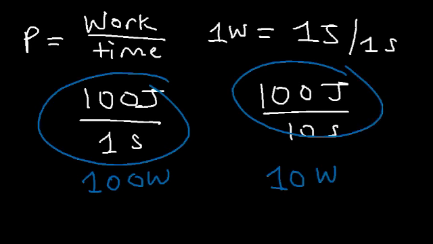So as you can see, power represents the rate of energy transferred, like how fast energy is being transferred. So power is the rate of change of energy per unit time.